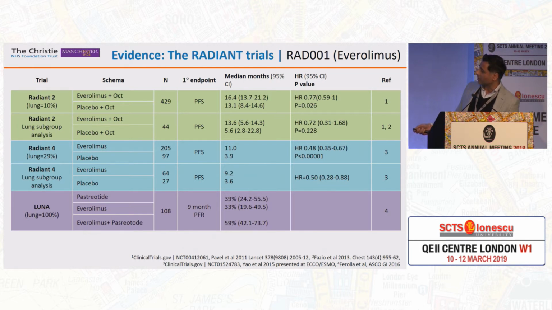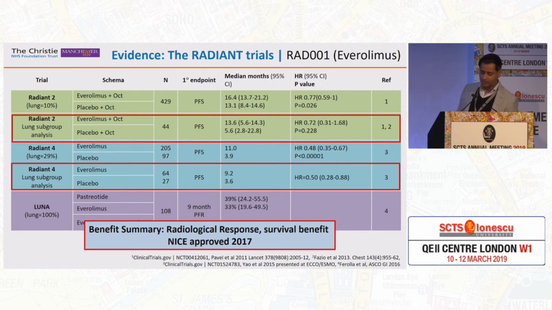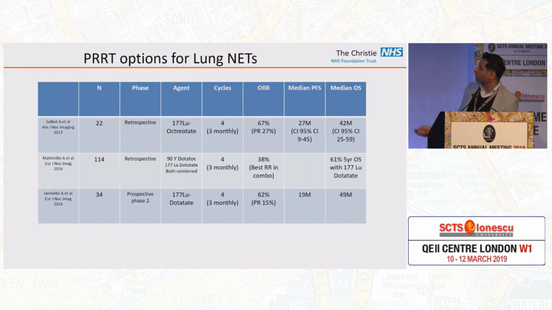And then the LUNA trial came along, which was a purely randomized phase 2 lung net study looking at that next generation somatostatin analog versus everolimus versus the combination. And once again, it met its primary endpoint, showed good efficacy. And because of that good evidence, we were rewarded duly. So radiological response and survival benefit meant that NICE approved this drug for lung nets in 2017. And that's what you get for good methodology, I guess.